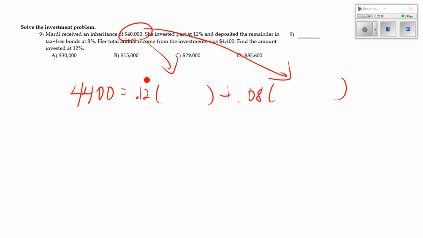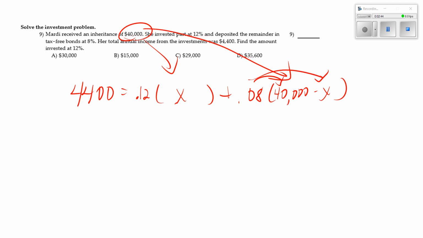And you can play around with it. What if you put 30 here, then you'd put 10 here? You could try that. If I put 15,000 here, I'd have to put 25,000 here because it'd have to add up to 40,000. So you can use the answers they give you, or we can just solve it, that way we know we get the right answer. So if I put X here, and I have to have a total of 40,000, then this would be 40,000 minus X. And now I just have to solve it for X.